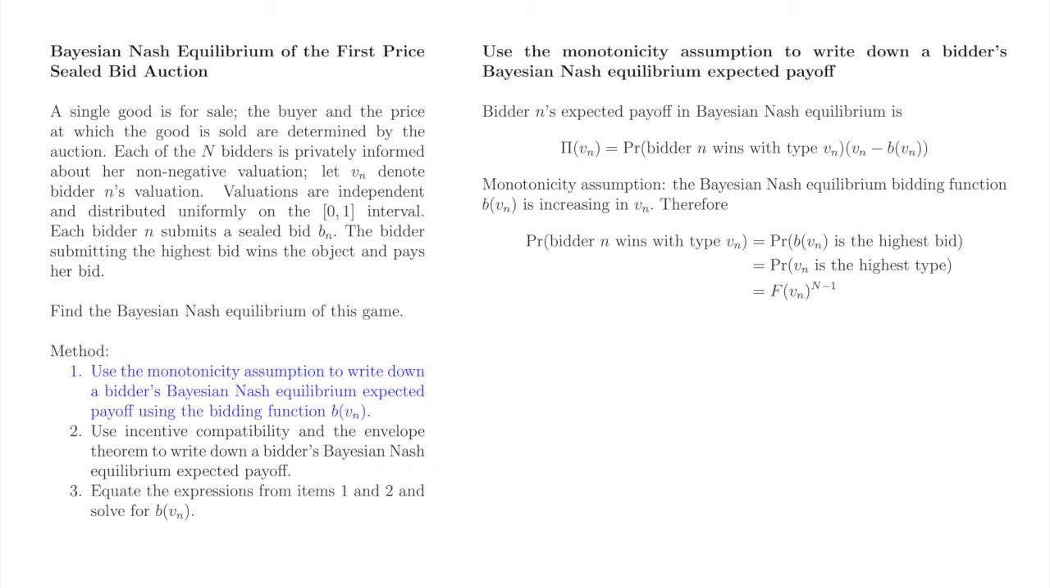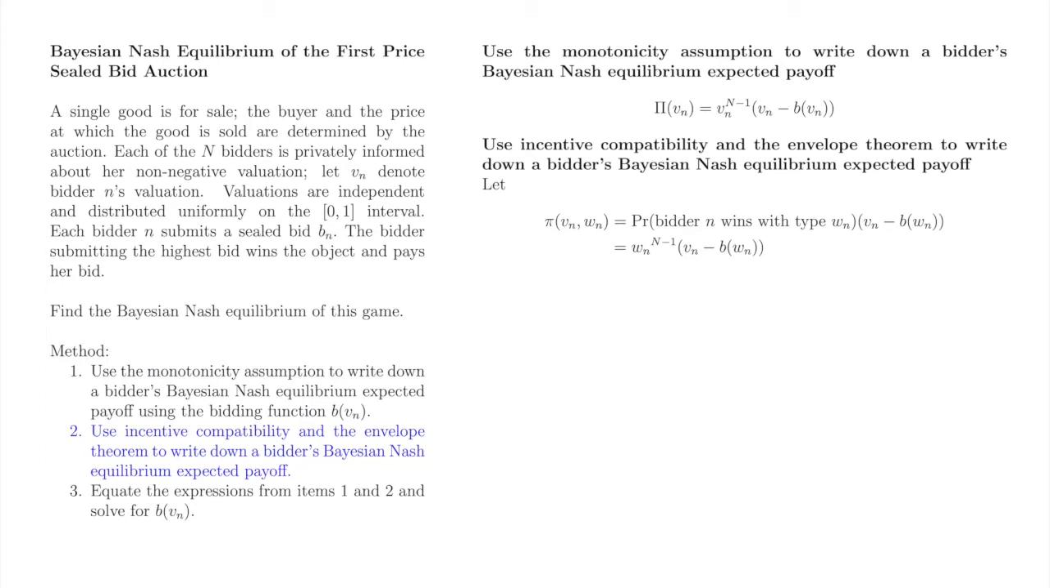Capital F of Vn is the probability that bidder n's type is higher than the type of any one other bidder. Since there are n-1 other bidders, the probability that Vn is the highest of all the types is capital F of Vn to the n-1st power. The problem states that types are uniformly distributed on the 0-1 interval, so capital F of Vn is Vn itself. We can write bidder n's expected Bayesian Nash equilibrium payoff as shown.